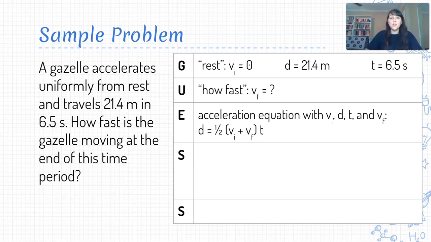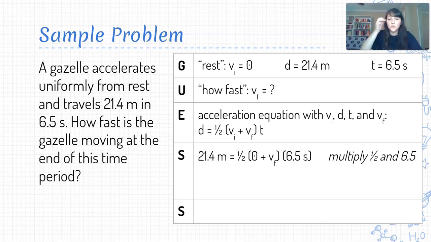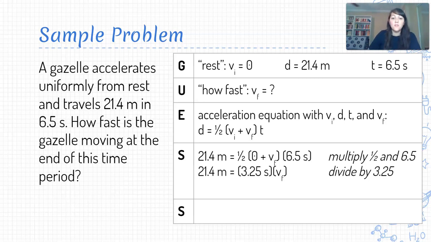Okay, so now I'm going to go ahead and substitute things in and solve. So that gives me 21.4 meters is equal to 1/2 times (0 plus final velocity) times 6.5 seconds. Now I can multiply any of those quantities on the right in any order I want. That's the commutative principle. And so I'm going to multiply 1/2 times 6.5, which becomes 3.25, multiplied by VF.